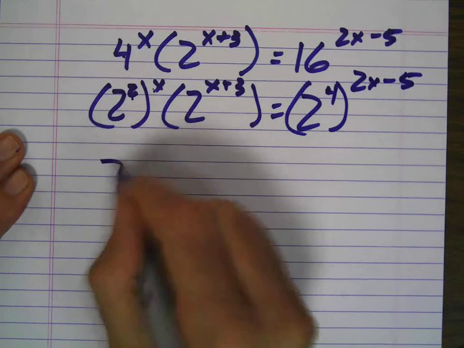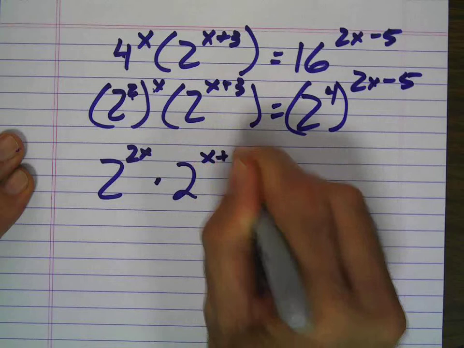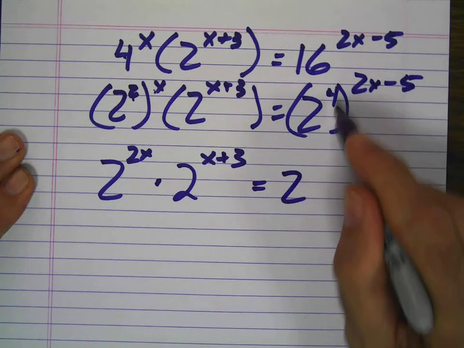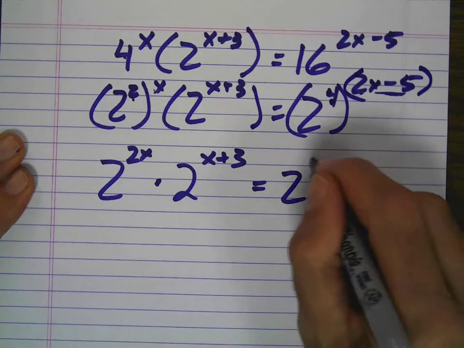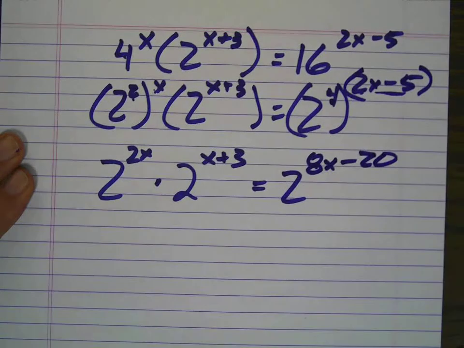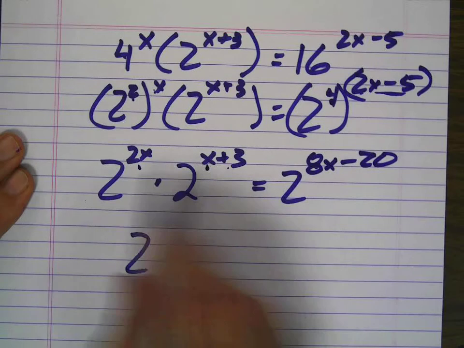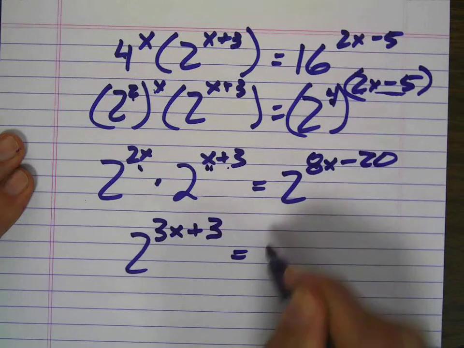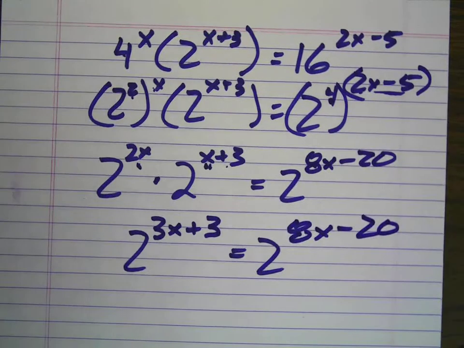These can multiply and I get 2 to the 2x times 2 to the x plus 3 equals 2 to the... This 4 multiplies with all of this. Use the distributive property: 8x minus 20. When I multiply, I get 2 to the 2x plus x plus 3. 2x plus x is 3x plus 3, equals 2 to the 8x minus 20.